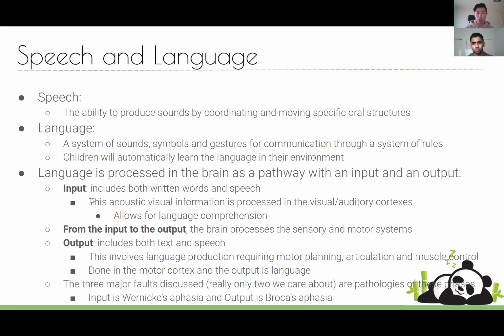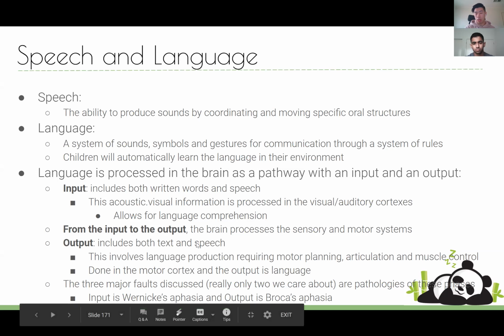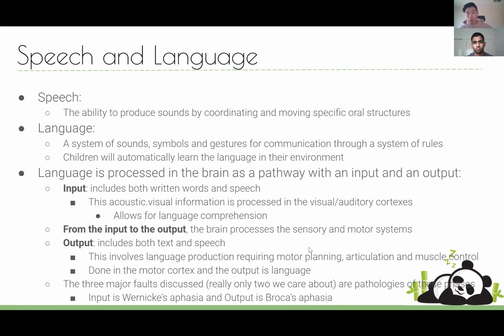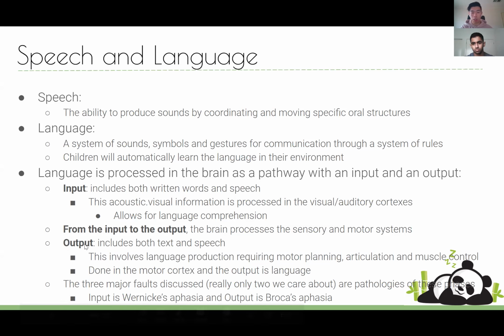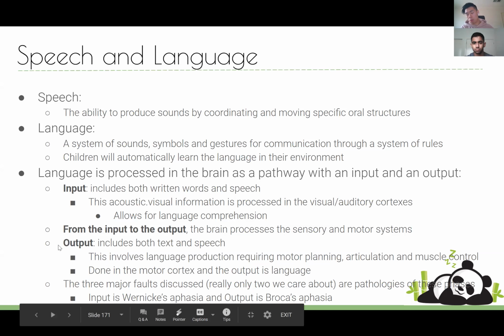Inputs include both written words and speech, so this is how acoustic or visual information is processed. From there, it has to be processed in a processing area, and then it has to be outputted, both text and speech, either you're writing or you're speaking. As a result, the three pathologies I really care about are problems with these three. Your input is Wernicke's aphasia, where you can output perfectly fine, but you can't input the information. Broca's aphasia is when you can't output the information, but you can probably input it fine. You just can't speak in a coherent manner.